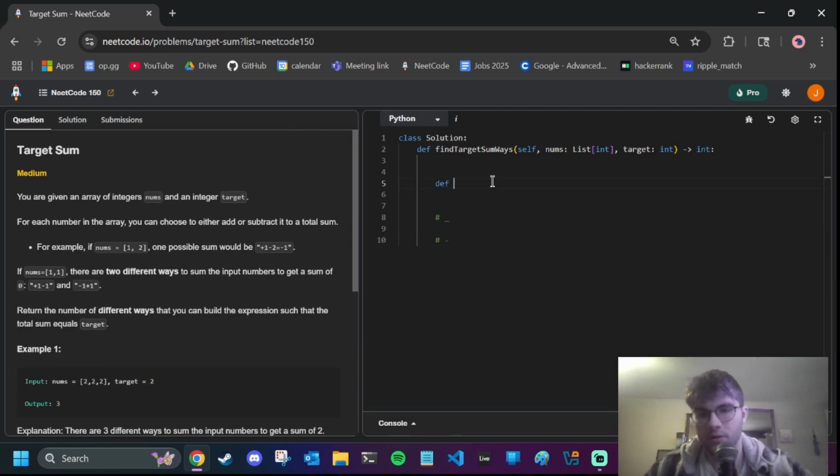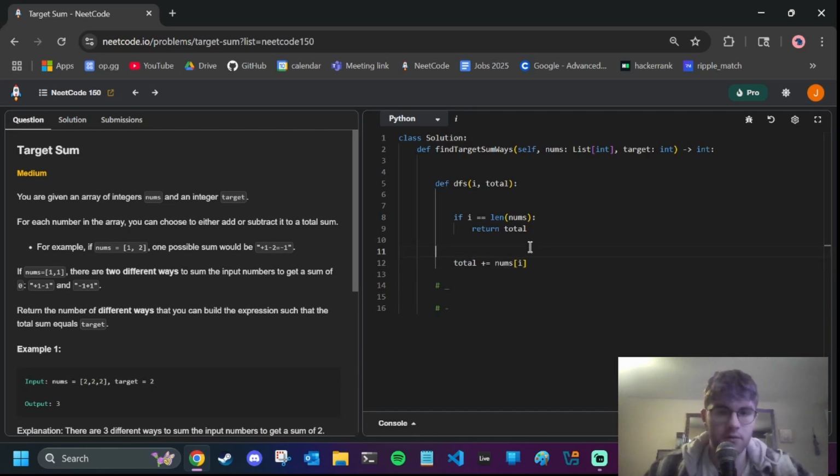So I don't really know what to call it. I guess we could think of it like a depth first search, and then it would have definitely the sum and probably I. All right, so I'm thinking at every step, we want to basically say total plus equals nums of I.